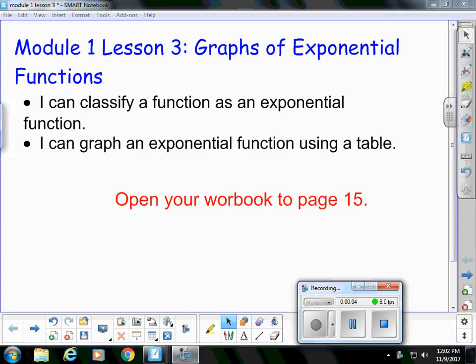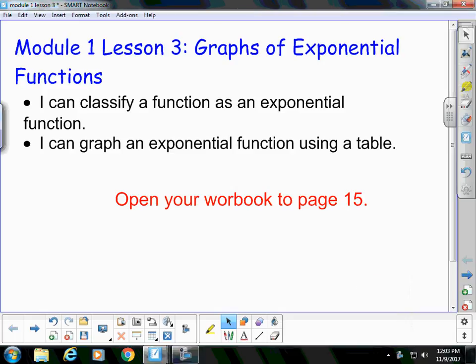Module 1, Lesson 3, Graphs of Exponential Functions. I can classify a function as an exponential function, and I can graph an exponential function using a table. Open your workbook to page 15.